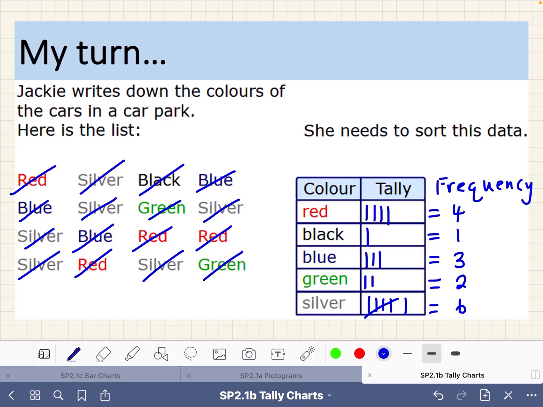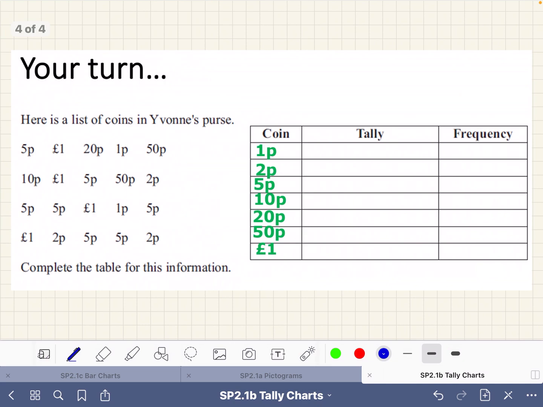So we can see here that I have 4 pieces of information there and 4 information there, which means there should be 16 altogether. Let's check to make sure our frequency adds up to 16. So I have 4 plus 1 gives me 5, plus 3 gives me 8, plus 2 gives me 10, plus 6 gives me 16. So I've included all of my information. Press pause while you try the your turn question.